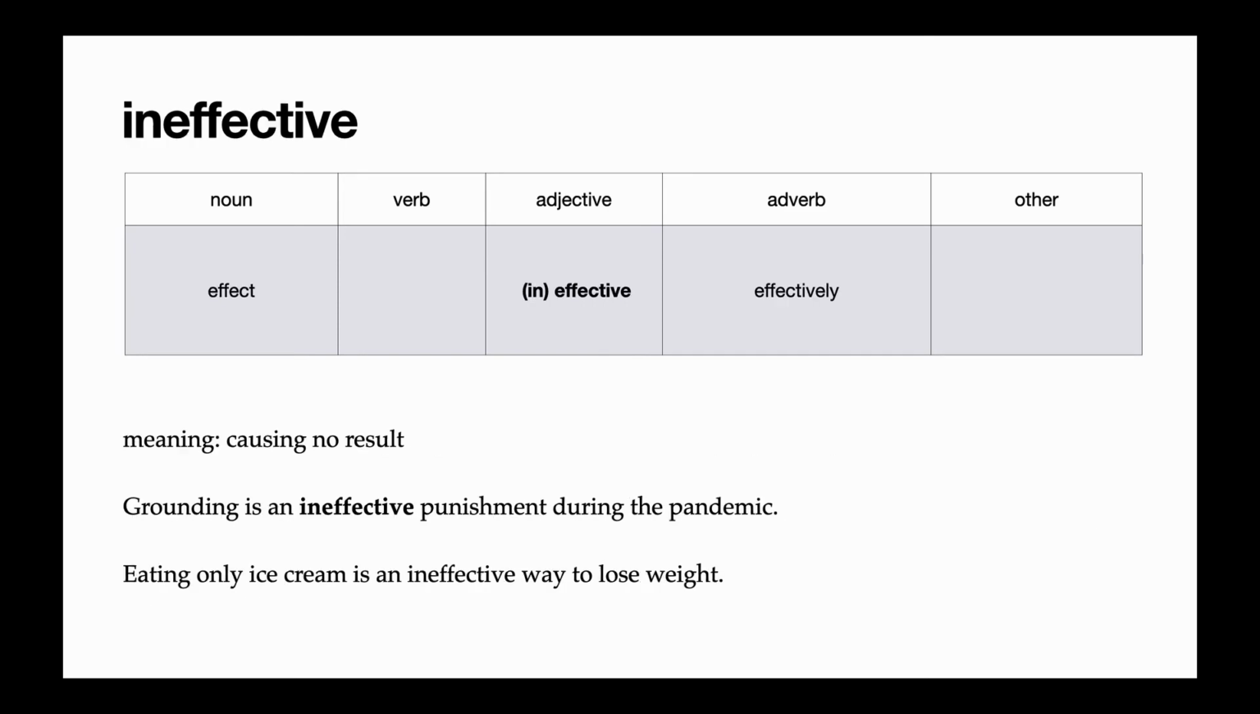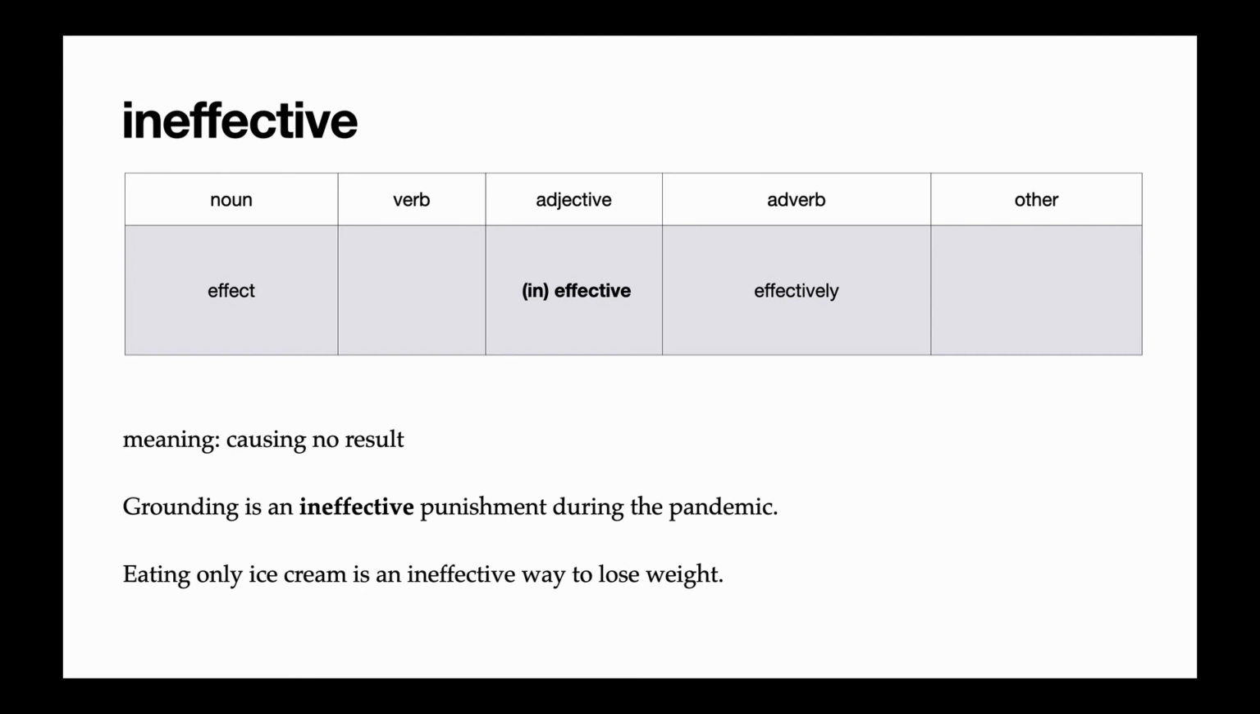Our next word is ineffective. This word has the prefix in- in front of it, which makes it not or negative. So effective means it produces a result. It's working. And ineffective means it's not working. It's producing no result. So we said that grounding, you might remember that grounding means making someone stay at home. Grounding is an ineffective punishment during the pandemic, right? Because if everyone is staying at home, then grounding someone, making them stay at home, is not a really good punishment because they're already staying at home.